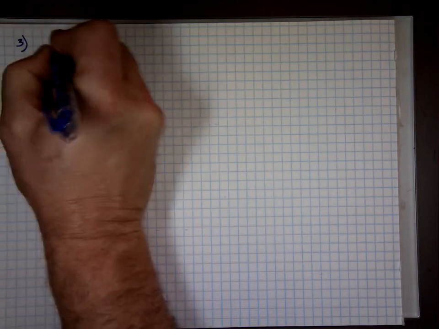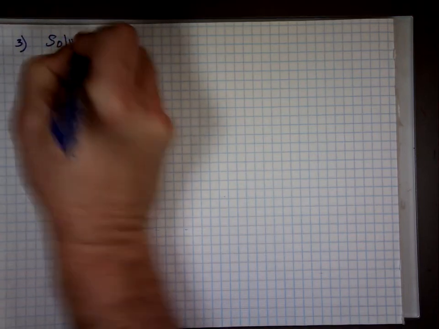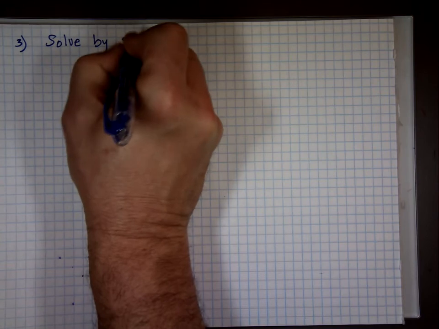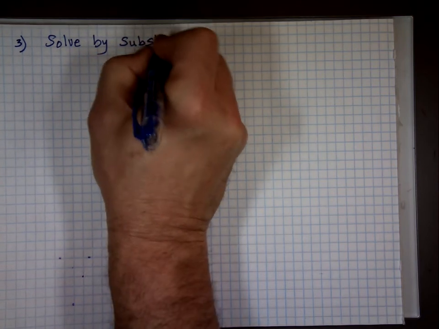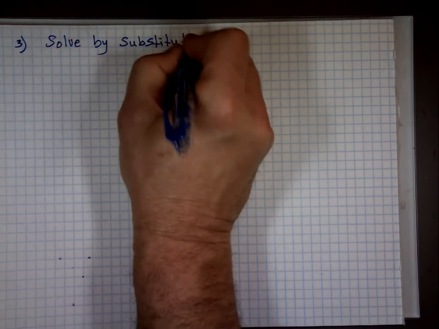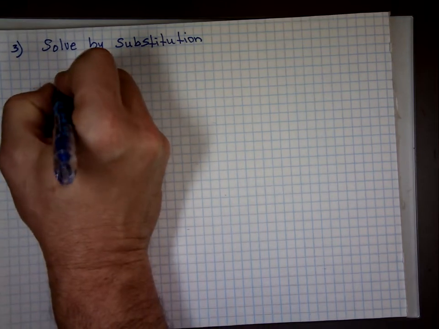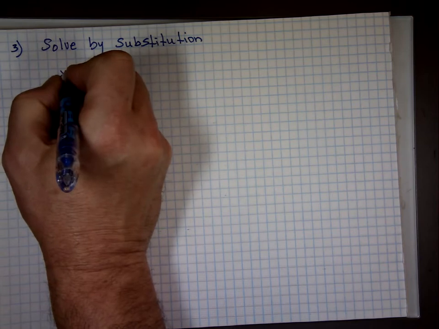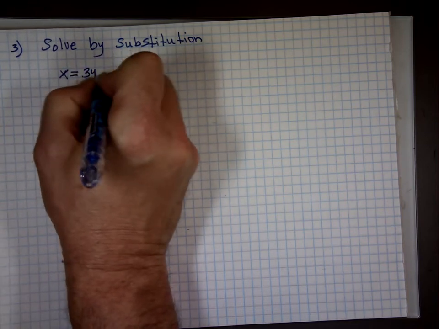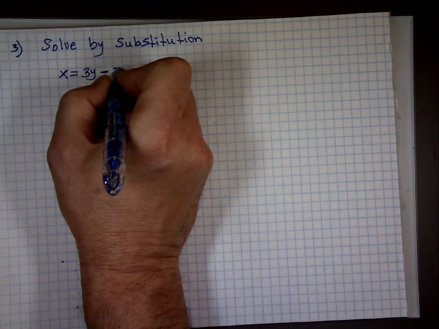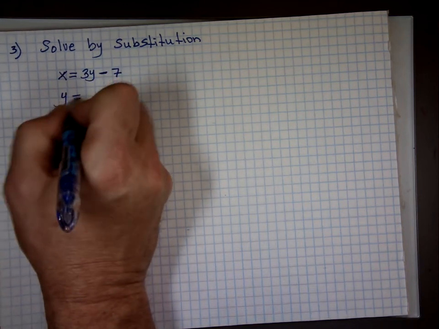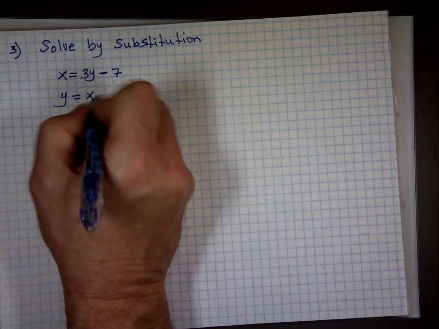Solved by substitution. I have x equals 3y minus 7 and y equals x plus 5.